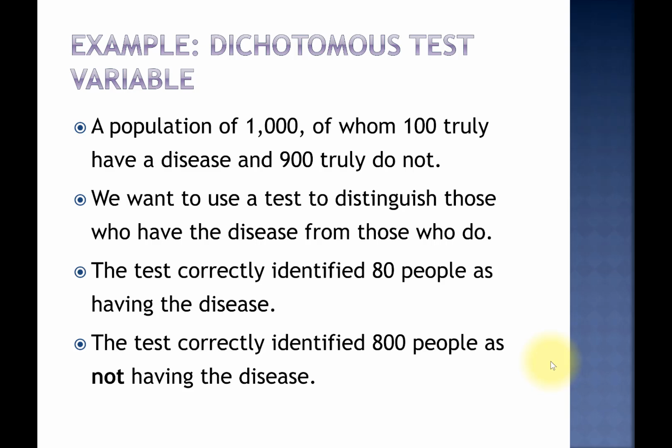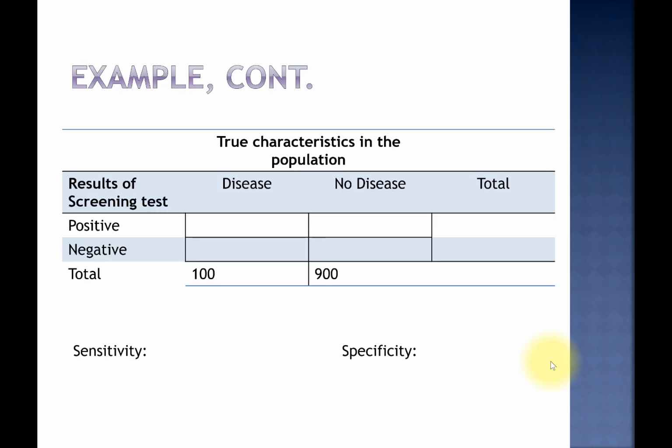We want to use a test to distinguish those who have the disease from those who do not. The test correctly identified 80 people as having the disease, so that's going to be your true positives. The test correctly identified 800 people as not having the disease. That's going to be your true negatives. And so let's go ahead and fill out that table. And you can see this is what we know so far. So this is what the truth is. You have 1,000 people, and out of the 1,000 people, 100 you know that their disease status is positive, and 900 people do not have the disease.